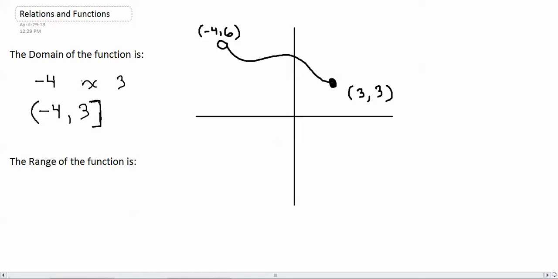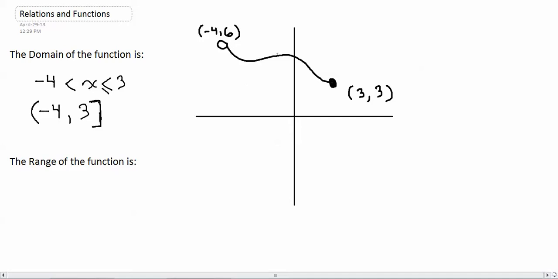Now how we would do it using our inequalities is we would say that -4 is strictly less than x, not equal to, but because this point here on the right side is included, x is less than or equal to 3. So that's our domain. What I'd like you to do is try pausing the video and try out what is the range in both notation formats.